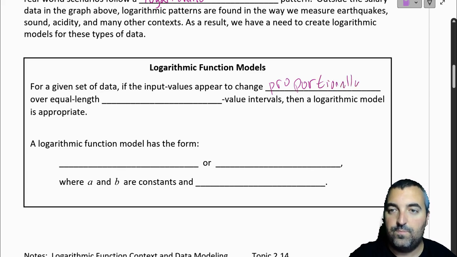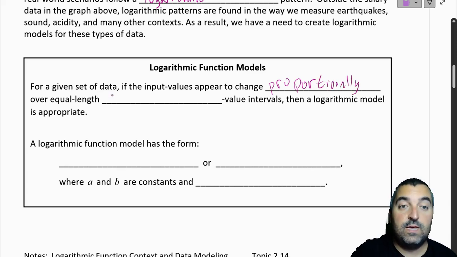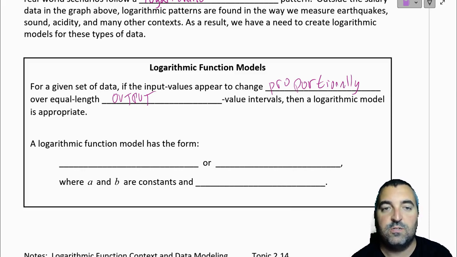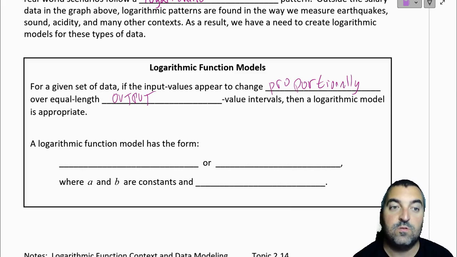There we go. Over equal length output values. So you'll notice it sounds like an exponential, but things are switched. The input values are what's changing proportionally, and the output is equal length. That's how we know it's a log.